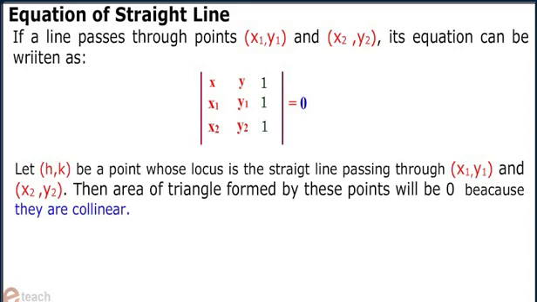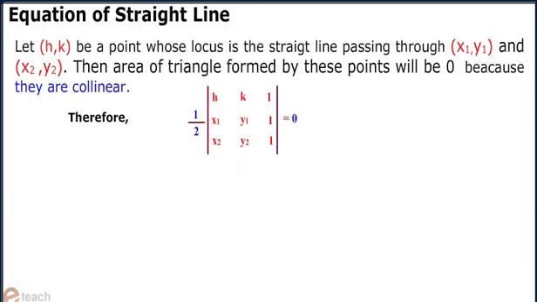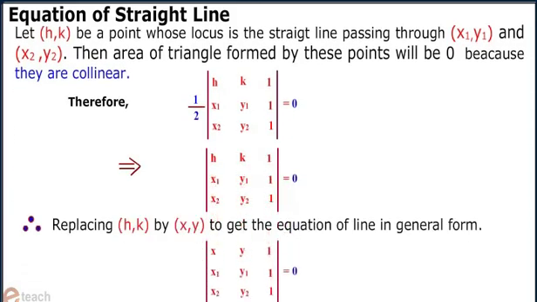Let (h, k) be a point whose locus is the straight line passing through (x1, y1) and (x2, y2). Then the area of the triangle formed by these points will be 0 because they are collinear. Therefore, the determinant formed by replacing x equals h and y equals k equals 0. On replacing (h, k) by (x, y) in the equation, we get the equation of the line in general form.